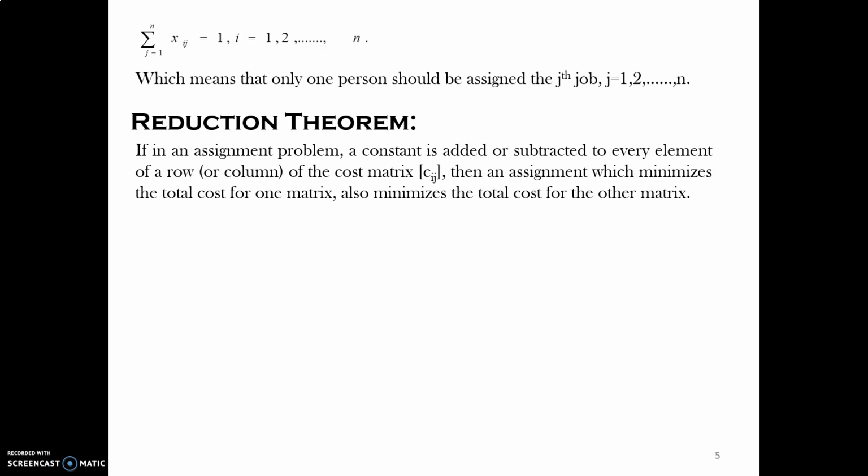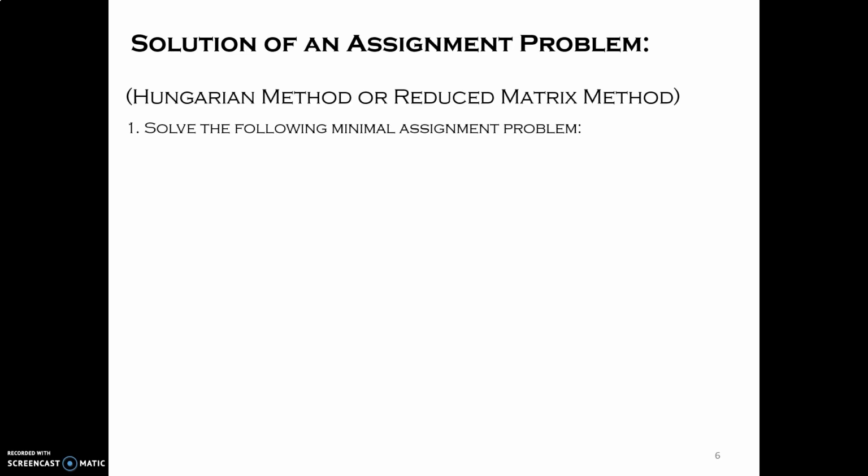So in the assignment problem we are primarily dealing with a minimization problem because we want to minimize the cost of the production unit or the company. That's why we are looking at minimizing the total cost of production and the total cost of doing a particular job. So how do we do that? We use the Hungarian or reduced matrix method.